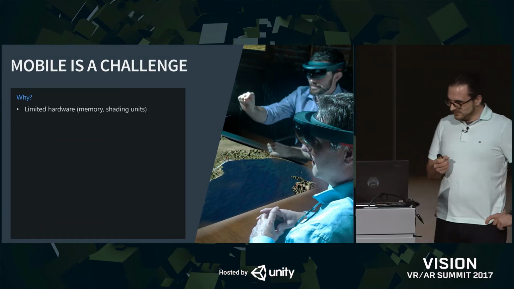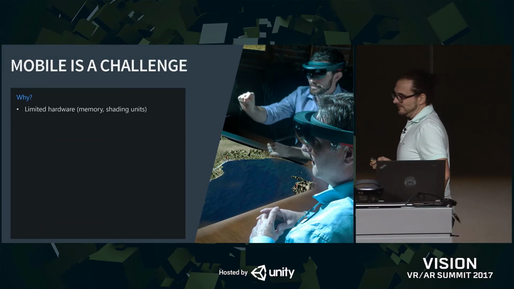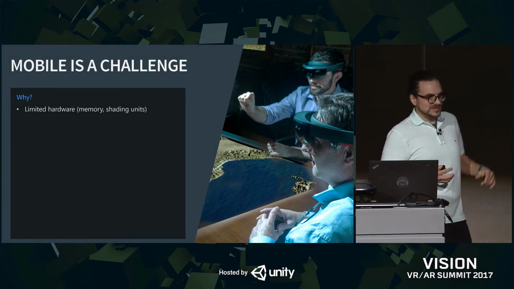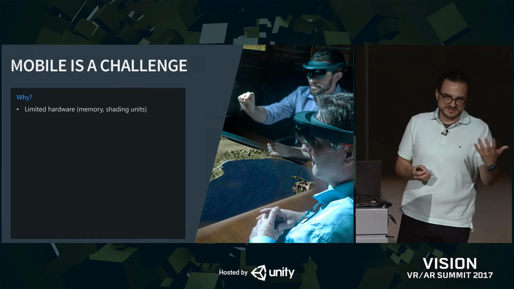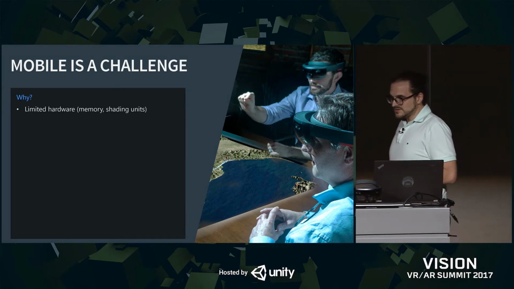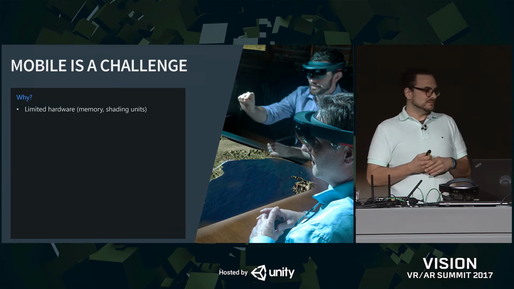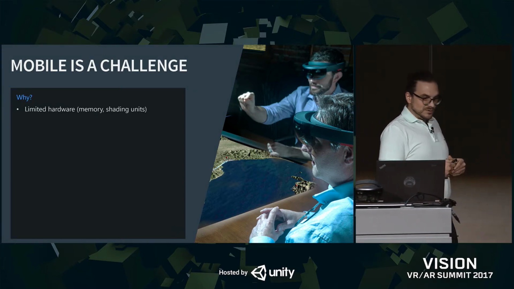Enough of the marketing, huh? So mobile is a challenge, of course. Why? Well, we have limited hardware. That's the main reason. We have limited memory. We have limited graphics memory, so we cannot load the full model into graphics memory. It's just not going to work. We also have limited shading units, so we cannot process all those millions of polygons on a mobile platform.